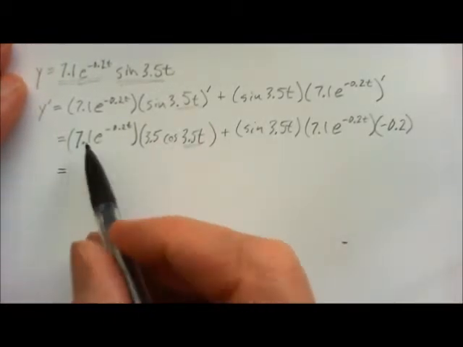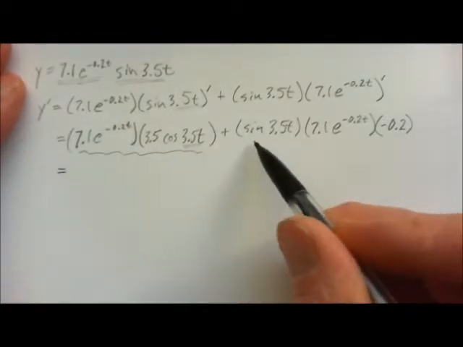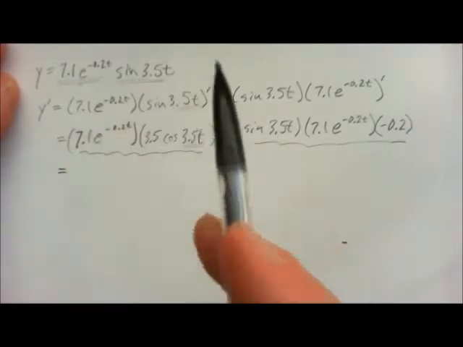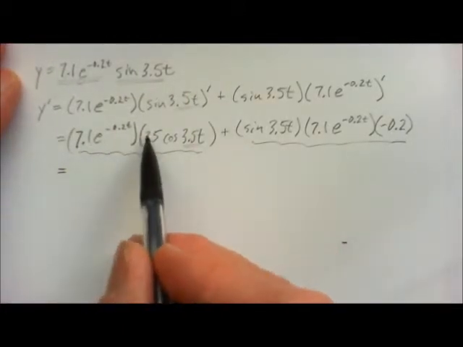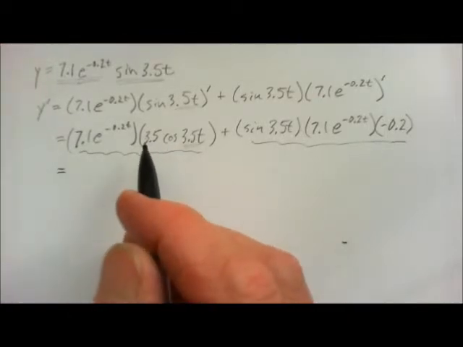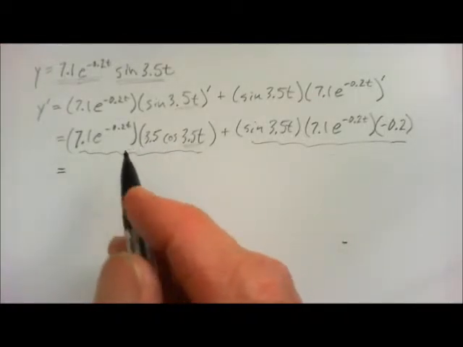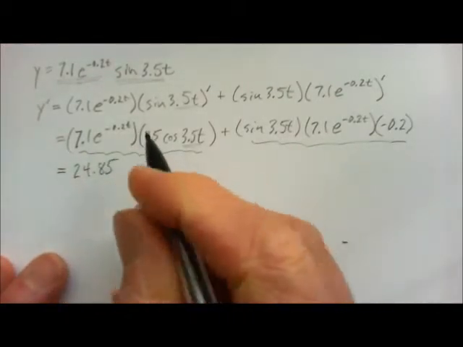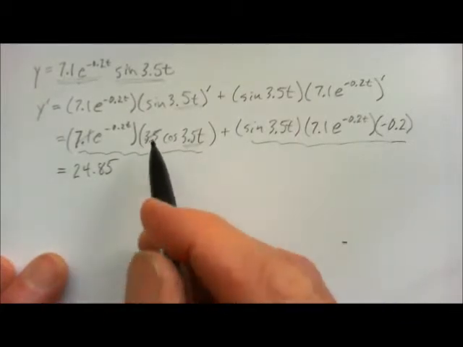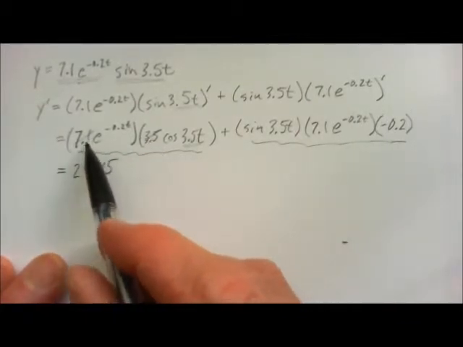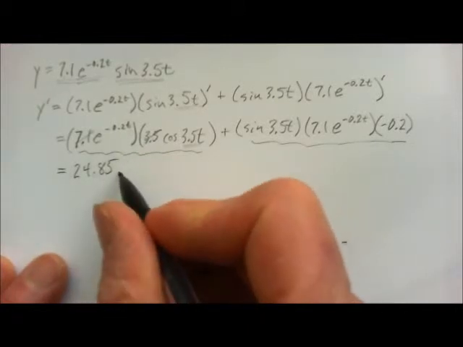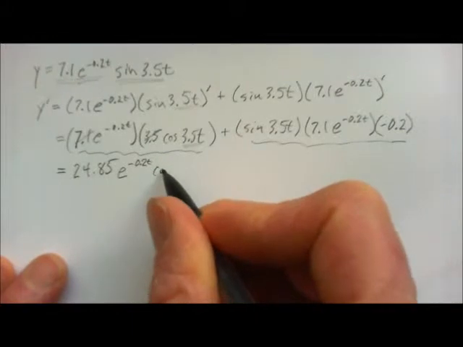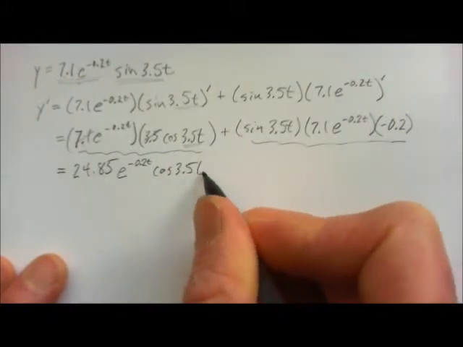We need to take each term. There's two terms here. There's this one and this one. And we want to put them in the form we had originally: constant, exponential, trig function. So we'd multiply these two constants together, which I've done ahead of time. The result of that is 24.85. So that takes care of this and this. It's good to keep track of everything, make sure you know where it goes. So those two multiply to give us that. Then we have our exponential, e to the minus 0.2t. And we have our trig function, cosine of 3.5t.